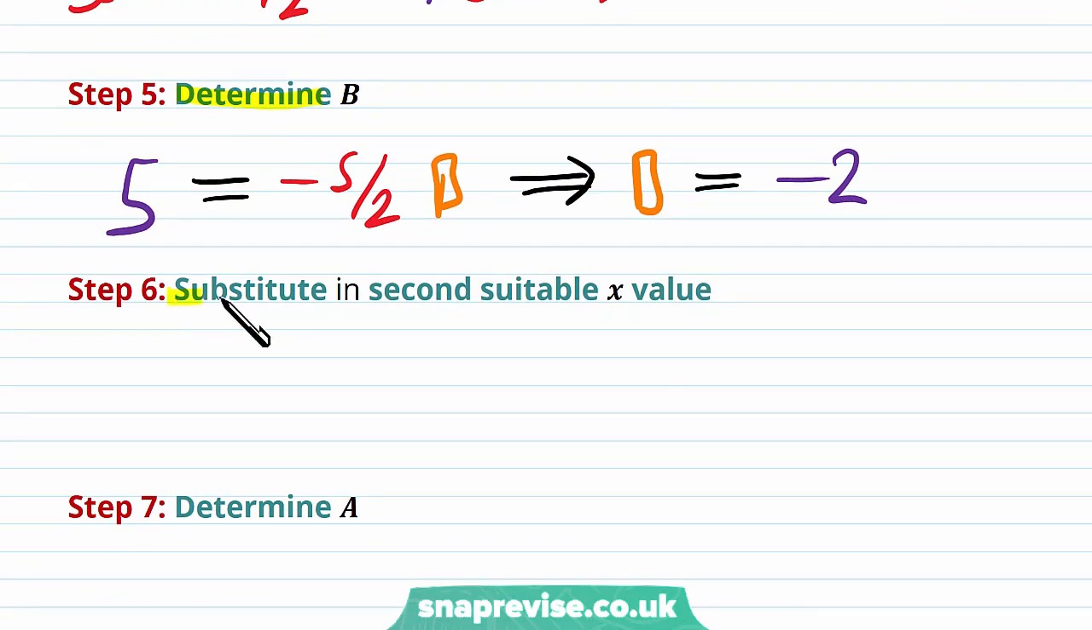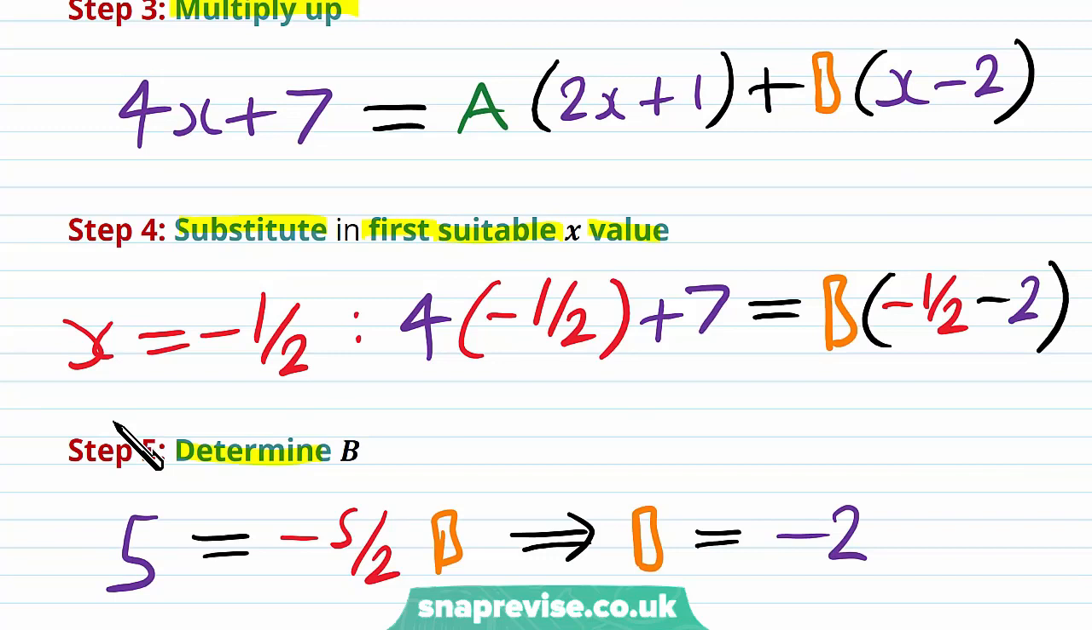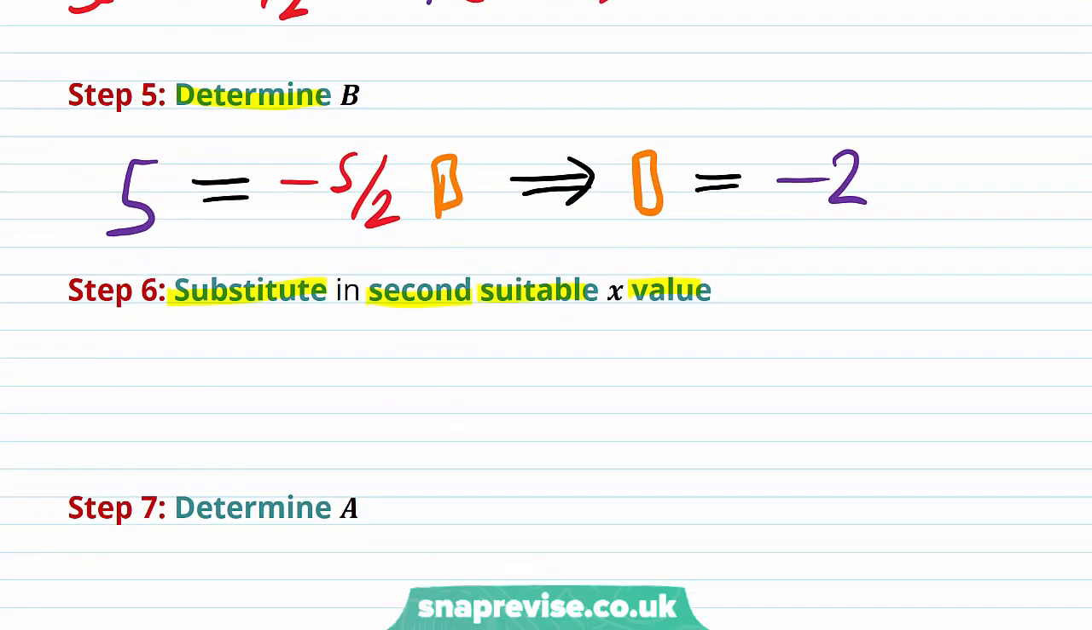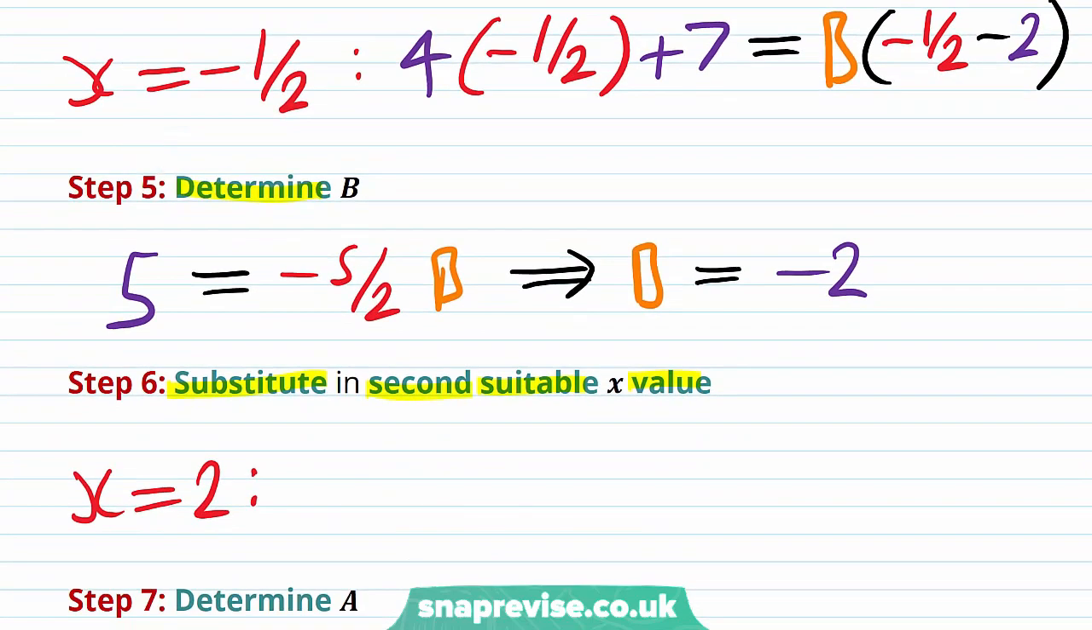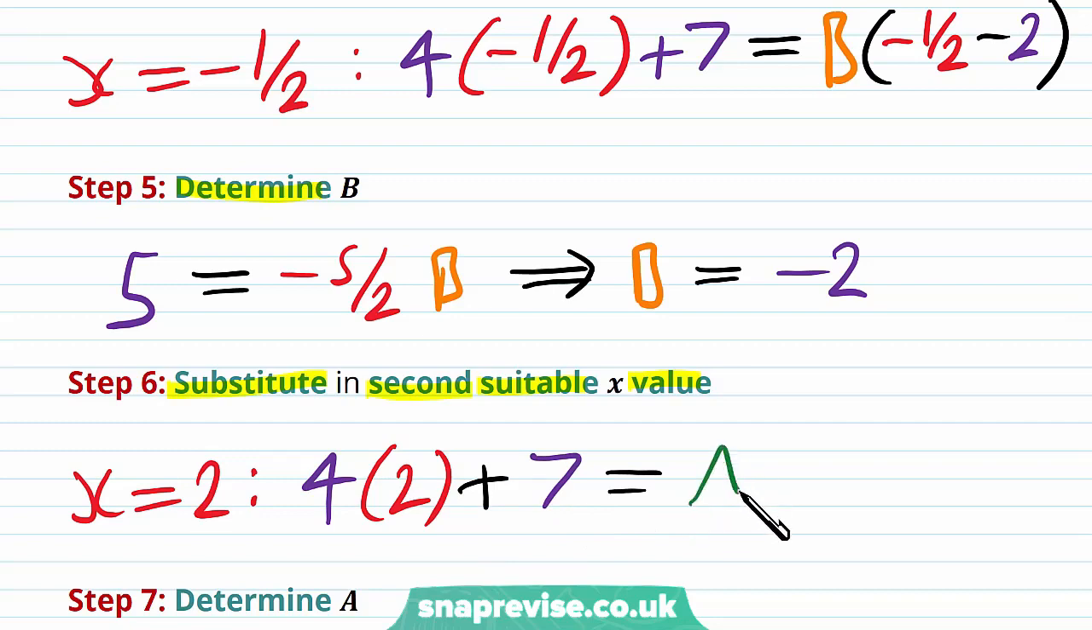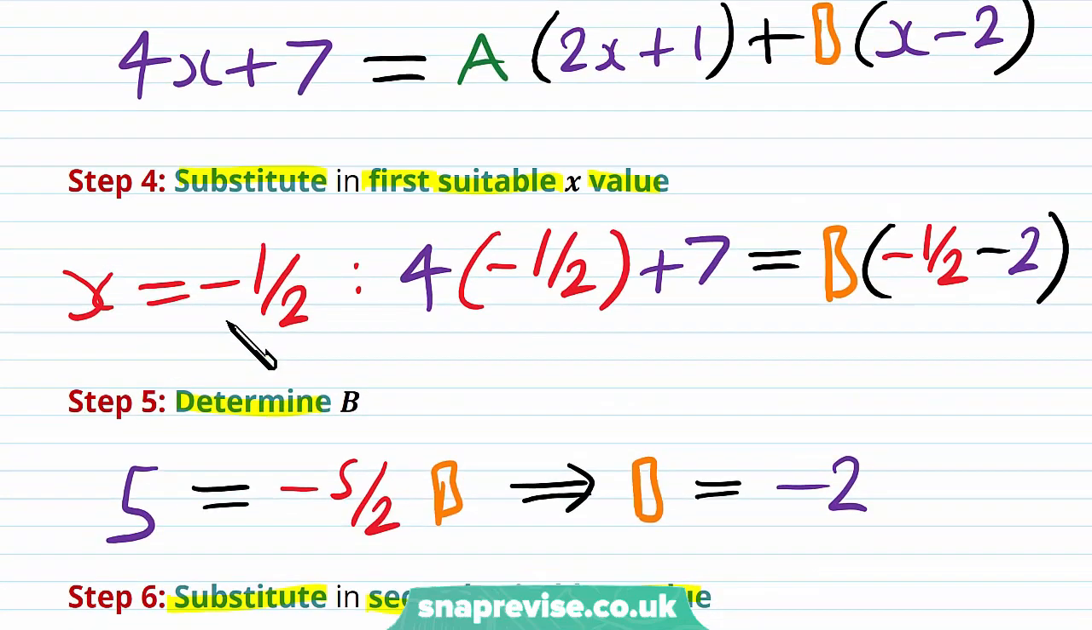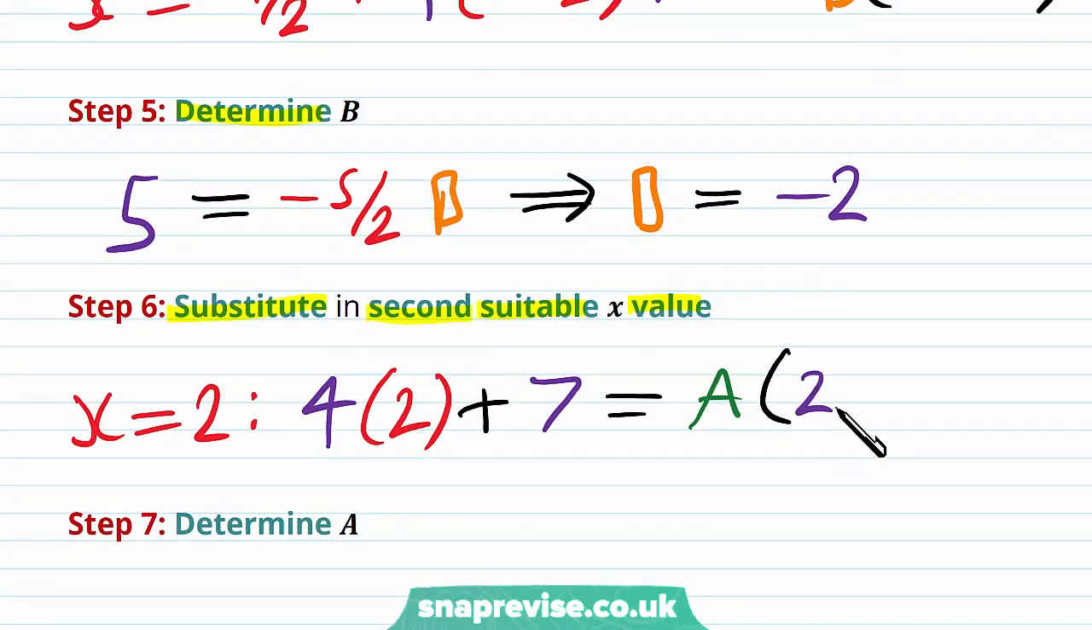Our sixth step is to substitute in a second suitable x value. Now, we chose x equals minus a half to cancel off the a term. Let's choose x now to cancel off the b term. If we choose x equals 2, then x minus 2 is 0, and that will cancel off the b term. So again, we're going to choose x to be 2. Therefore, we get 4x plus 7, which is 4, and then the x is 2, and we have a plus 7, and the right-hand side is just the a term, so a multiplied by 2x plus 1, which is 2 lots of 2, and then plus 1.